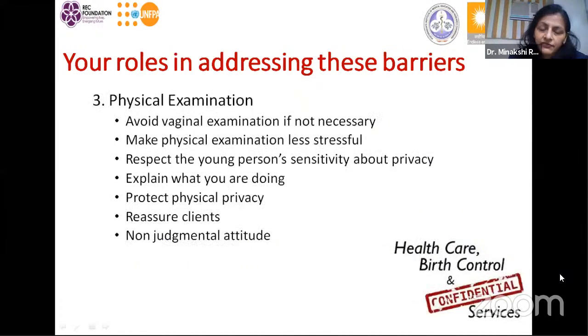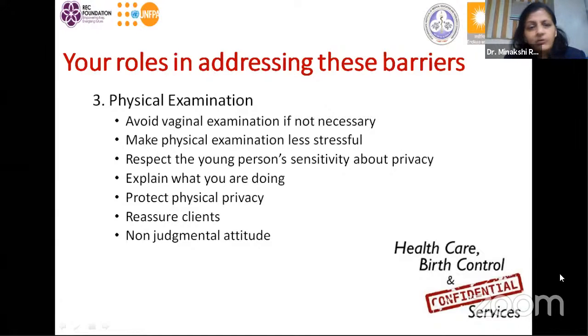And as far as physical examination is concerned, we should have informed consent, considering their age, and if they are minors, we should have a legal guardian with them. We should explain what we are planning to do, and we should avoid doing physical examination if it is not management related, and we should avoid a judgmental attitude. We should reassure our client, and we should maintain privacy.